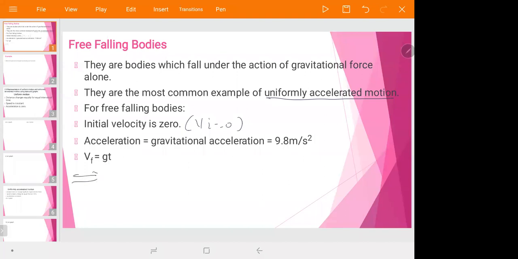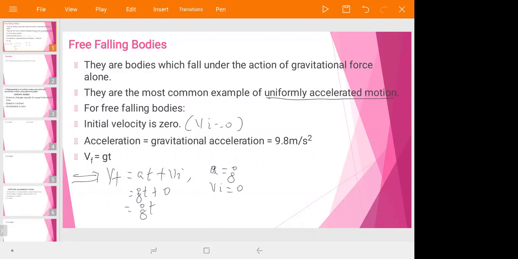Where does this come from? In our previous time, if you remember, final velocity is equal to acceleration times time plus initial velocity. In this case, the acceleration is equal to gravitational acceleration, and the initial velocity is equal to 0. Therefore, gravitational acceleration times time plus 0 gives for you g t.